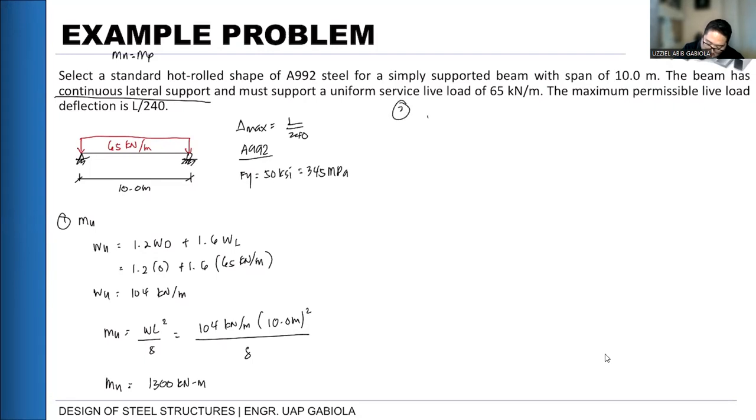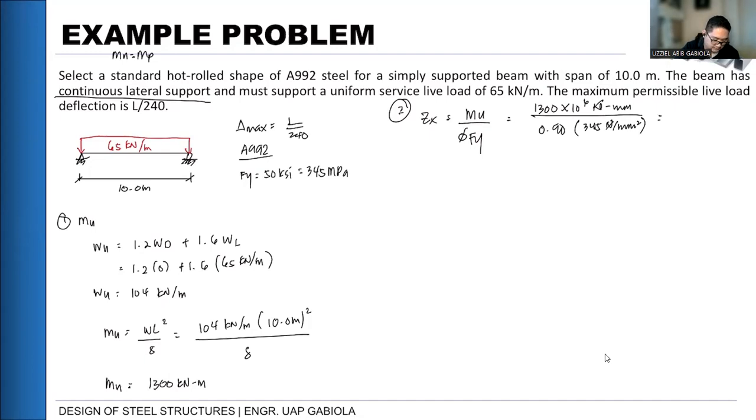Para ma-select, we need ZX. ZX is equals to MU all over phi Fy. Okay, para makuha natin yung ZX required. So, this will be 1,300 times ko ng 1 million para maging Newton mm all over. Phi natin is 0.9 kasi nga laterally braced tayo all throughout. So, Fy natin is 345 Newton per mm squared. Okay? So matitira sa atin is mm cube.